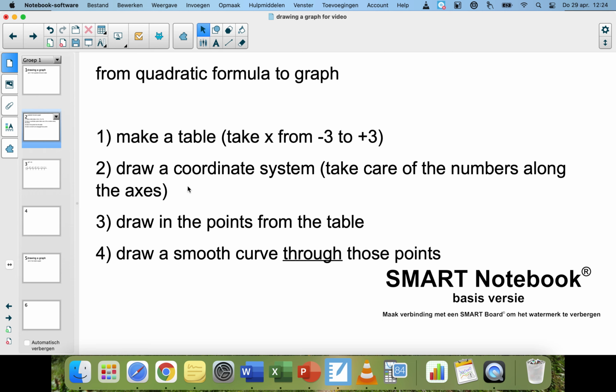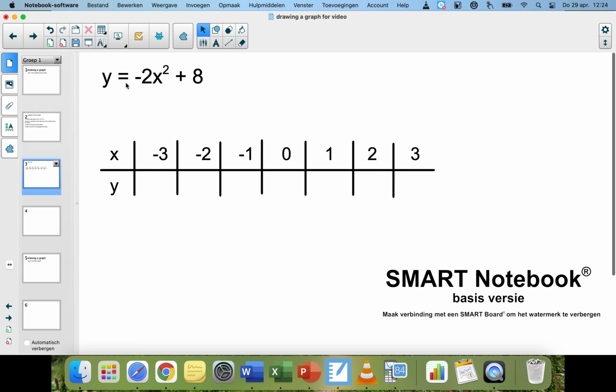For this video, part 1, we're only going to focus on step 1, make a table. So we have the formula y is -2x squared plus 8. And I've already started the table, so we have x always on the top, the independent variable, and y, the dependent variable, always at the bottom. And I've taken x from -3, -2, -1, all the way to +3. So that's usually the start of the table.